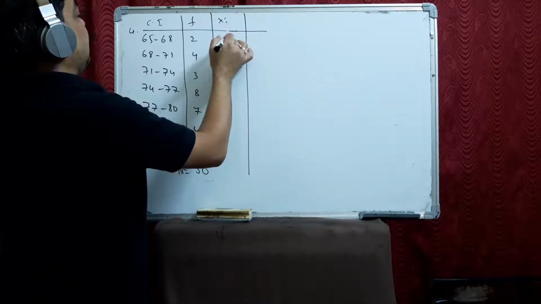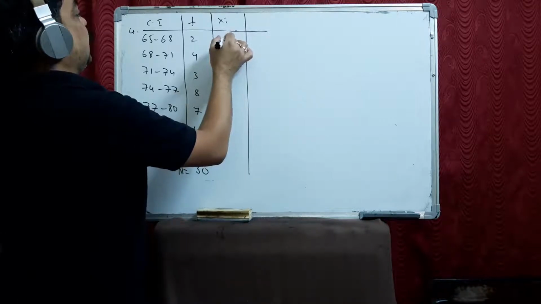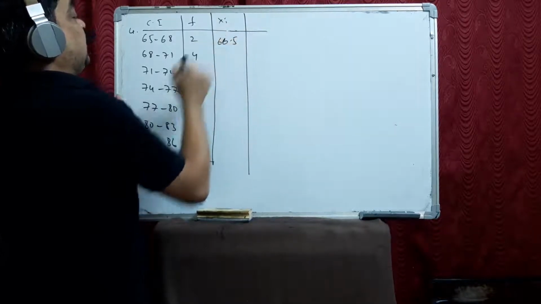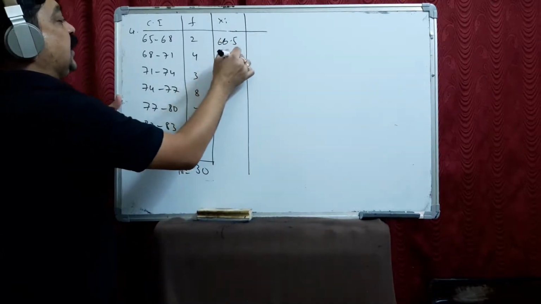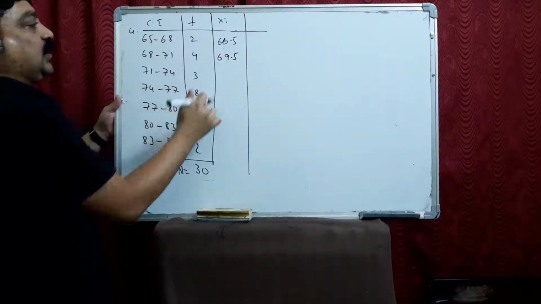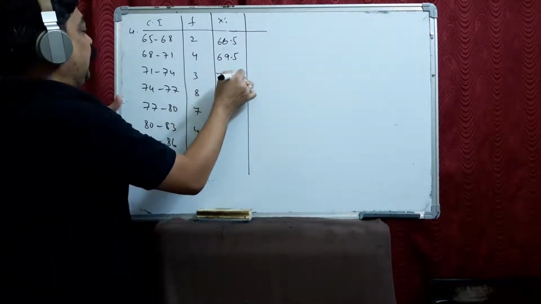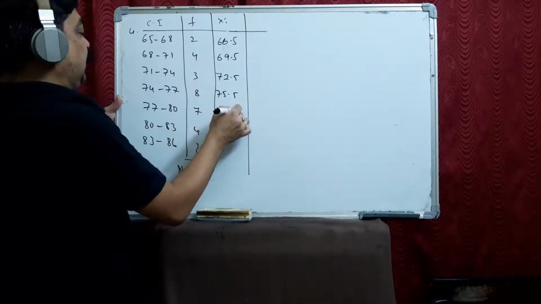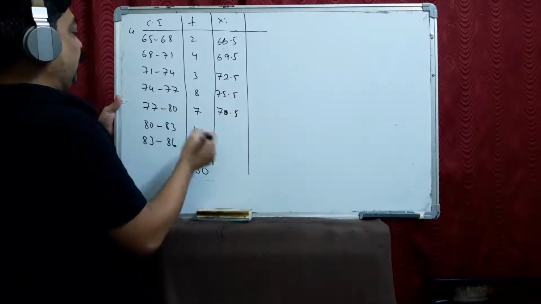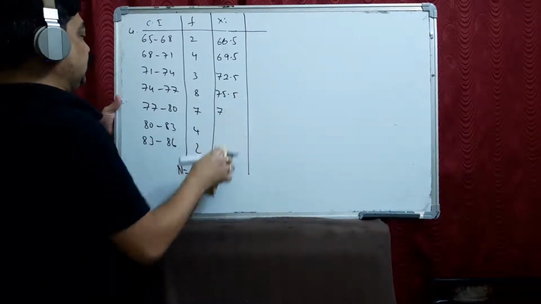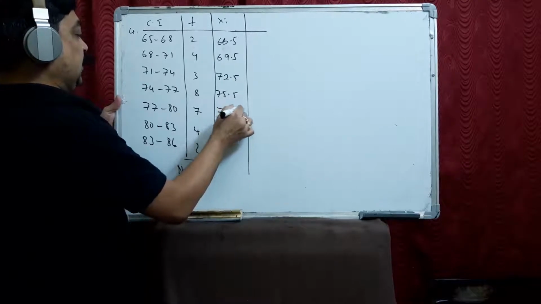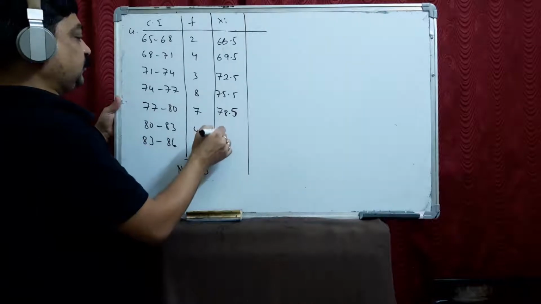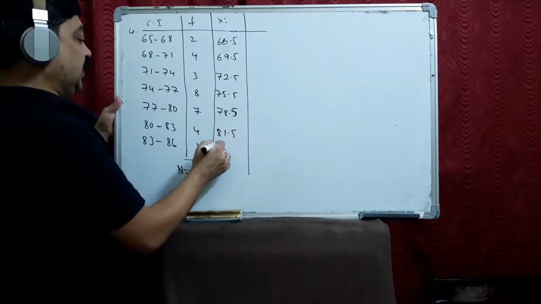66.5, sorry. Next one will be 69.5 because the difference is 3, so we can add 3. 72.5, 75.5, 78.5. When you add these two, you get 157, and half of it is 78.5. Now this becomes plus 3: 81.5, 84.5.